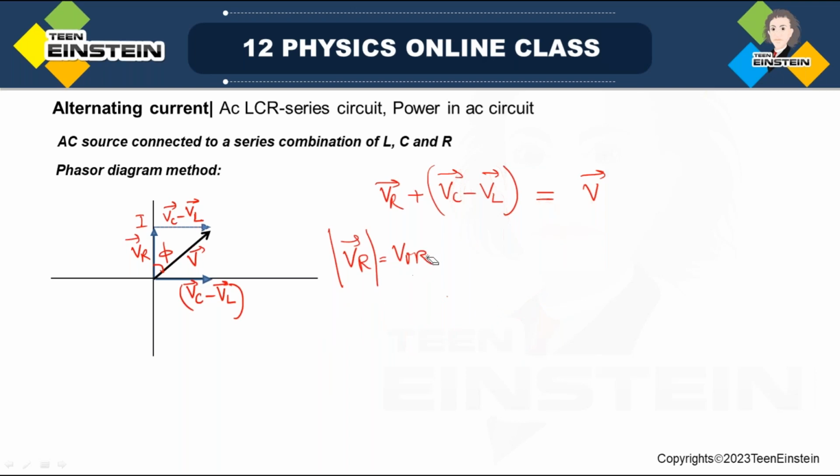Let us take it in another way. Notations are not very handy here. So VR0, VC0 magnitude, and VL0 has got magnitude like this, we are taking. Okay.